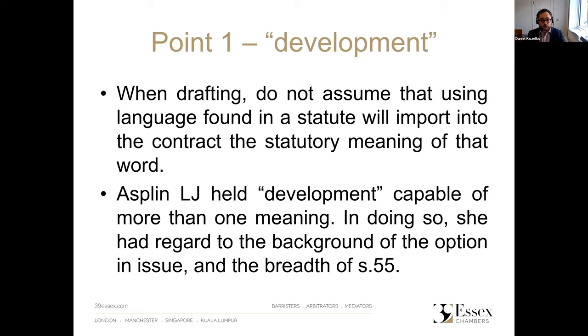If you're going to refer to a statute definition, it seems to me when you're drafting these kinds of contracts, you should try and be as explicit as possible to make clear what definition you're referring to. In this case, Mr. Saunders had said that development would mean Section 55 development, but it never appeared in any of the options that this was the case. And Lady Justice Asplin was convinced by the fact that that was a very technical meaning, and she used the word technical in her judgment. So that's the first point to take away here. If you're going to use a statutory definition, make that explicit in the contract. Don't rely on an interpretation of simply the word. Refer to the statute.